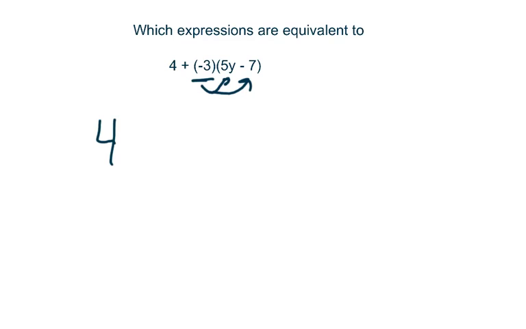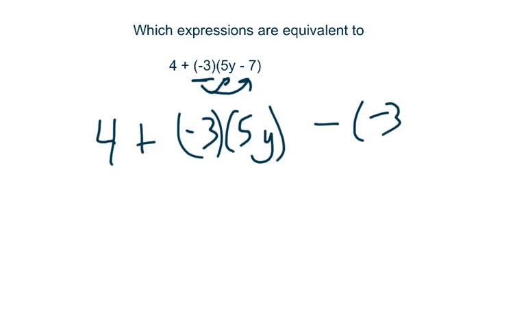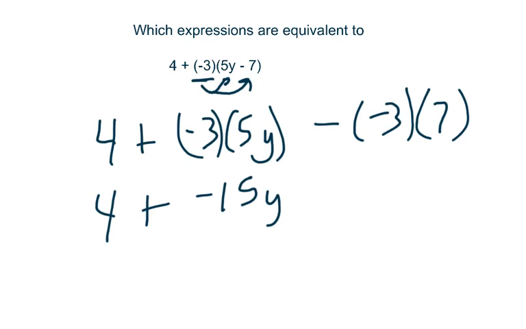So you're going to have 4, and then plus a -3 times a 5y, and then you have a minus sign, and so now you have -3 times 7. And now we can multiply each of these out, so that gives us 4, plus a -15y, and then minus a negative gives you a positive 21.